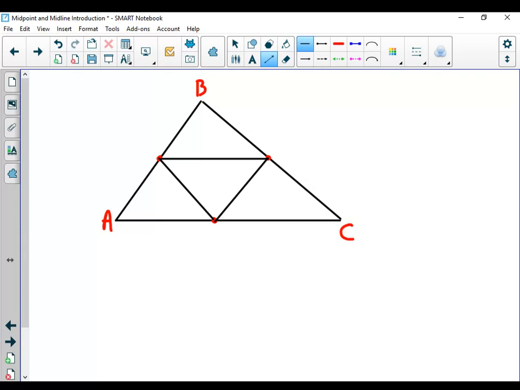Once you cut out all your triangles, go ahead and answer question number 1 on the sheet that I just handed out. I want you to see what you noticed about all 4 of those triangles that you just cut out.